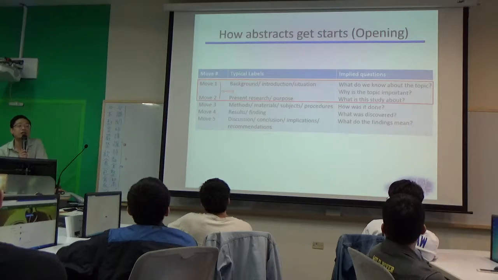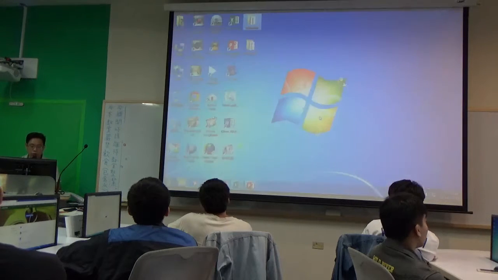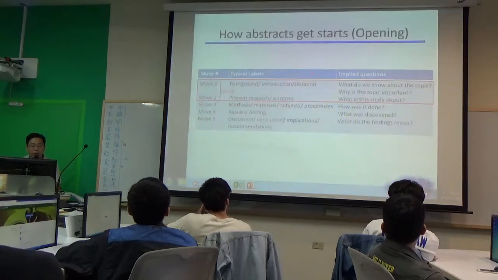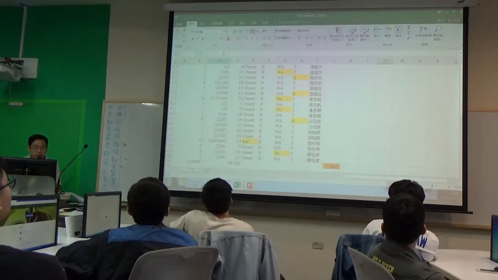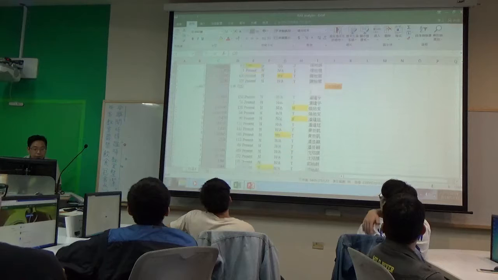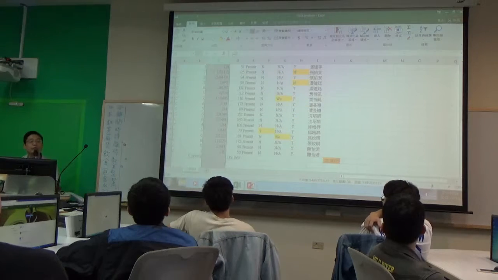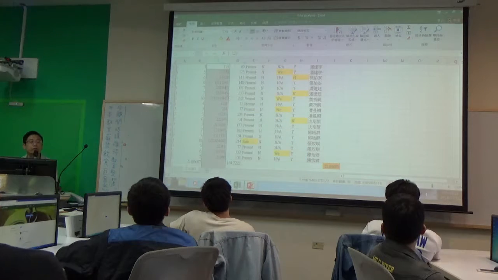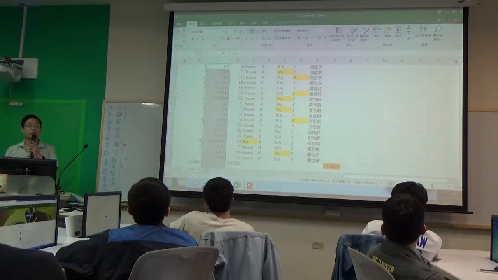Okay, it's a starting move. You can see that most of you start from 1 or 2. See? 1 or 2. There's no exception, right? All of your data come from 1 or 2. So 1 or 2 moves. Move number 1 and move number 2, they are opening.